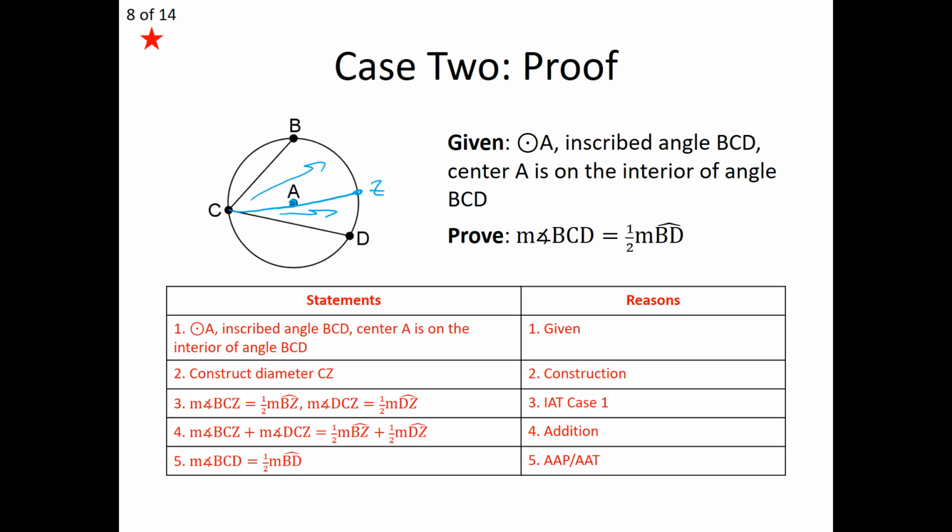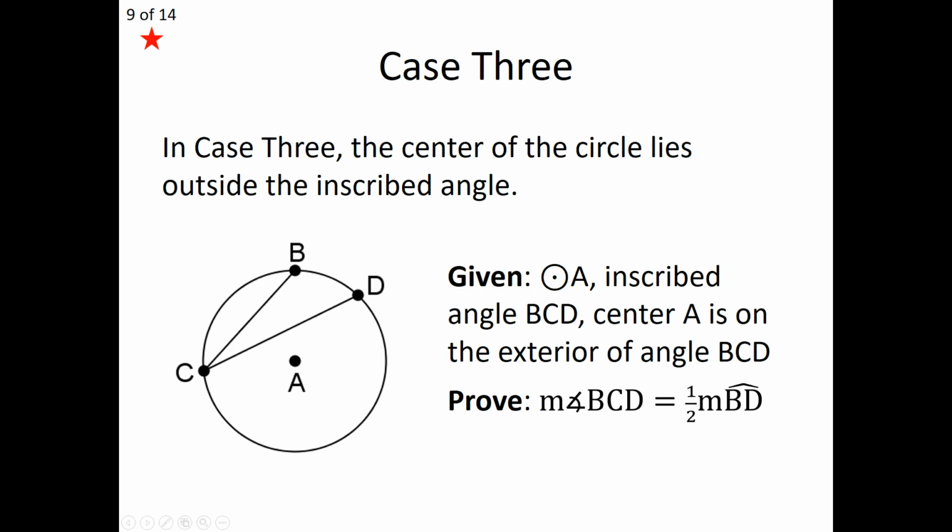We arrived at the conclusion again that if the center of the circle is on the interior of our inscribed angle, then it is true that the measure of the inscribed angle is half the measure of the arc that it cuts. Now on to our last case, case 3. In case 3, we have the center of the circle in its third option, which is to be on the outside, or in the exterior, of the inscribed angle. So in our diagram, we have angle BCD again, with the circle center A now on the exterior of it. And once again, we're going to prove that the measure of the inscribed angle BCD is equal to half the measure of the arc it cuts.